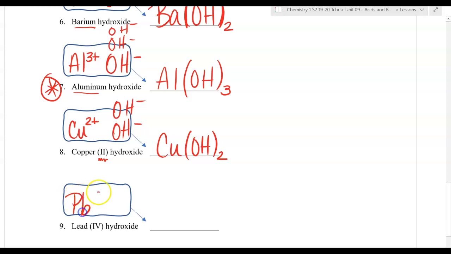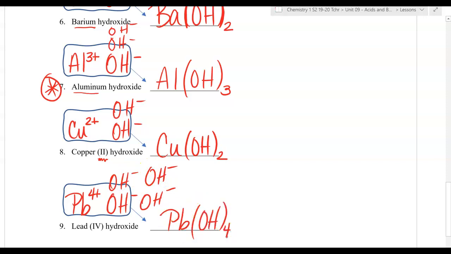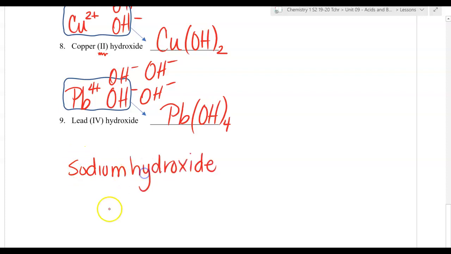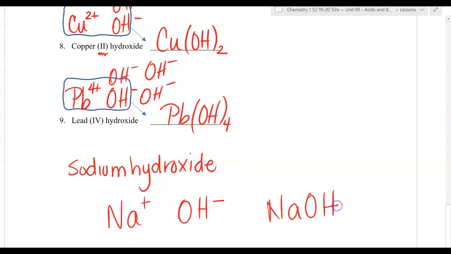Lead is a 4 plus. Hydroxide is a -1. Ooh, that's a lot of hydroxides. So I've got lead 4 hydroxides. I want to do one more. What if it was sodium hydroxide? Sodium is a +1, hydroxide is a -1, so it's just NaOH. No parentheses because there's only one OH.